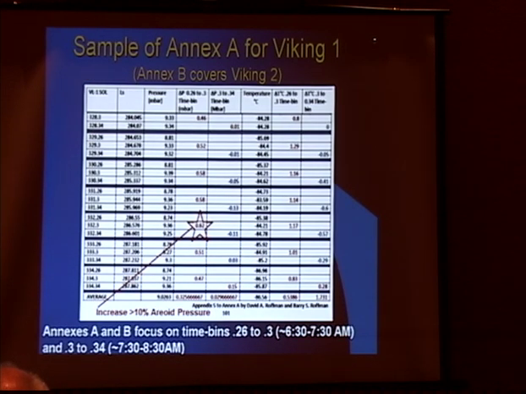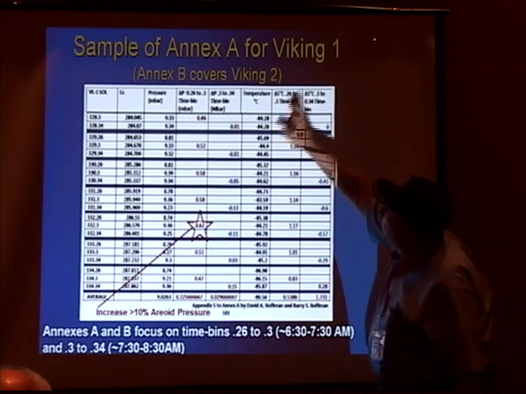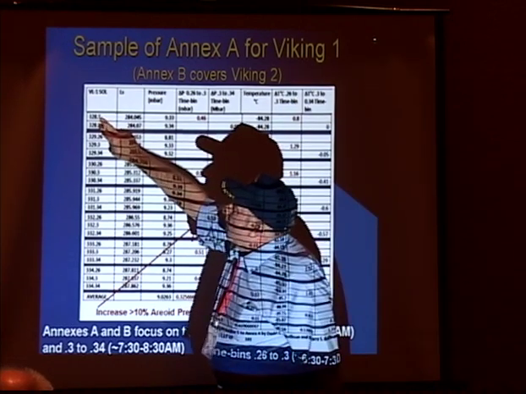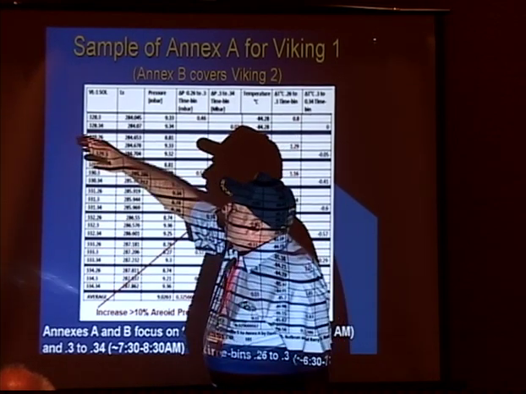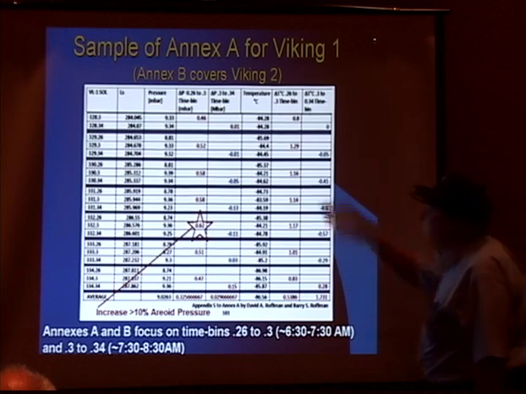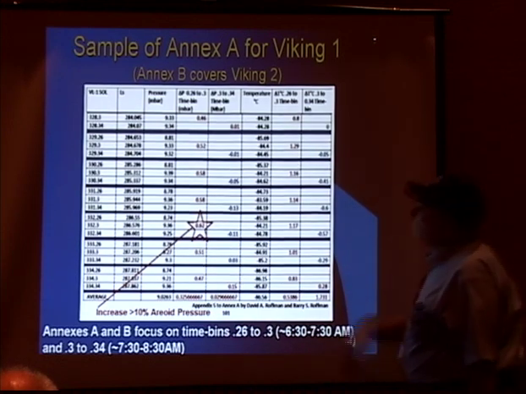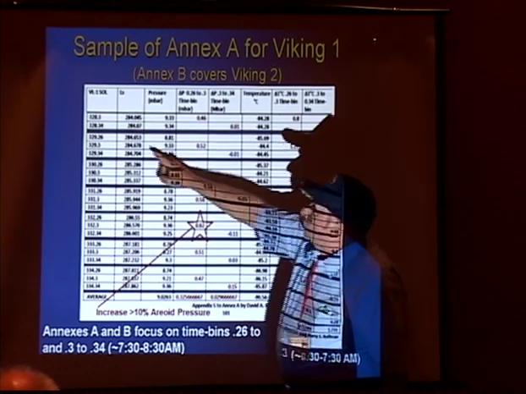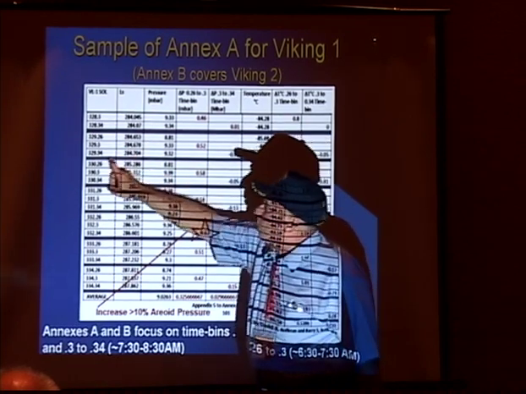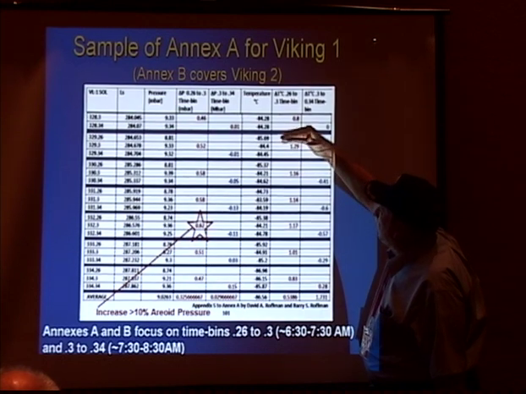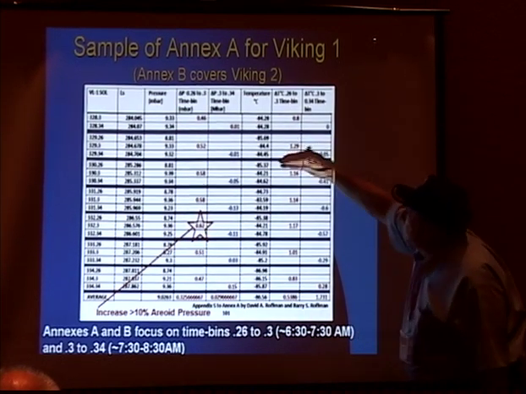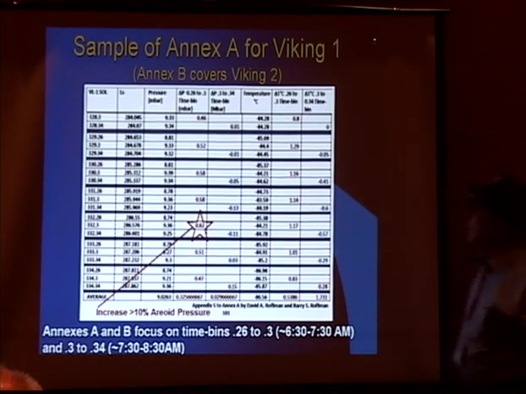So this is what our Annex 1 and Annex 2 look like. We took the data and we said, okay, what we're going to extract here, Viking 1 for Annex A, here's sol 328, here's 329, 330, 331, 332, 333. And in between each one, I put a blue line. And so basically, we start looking. These are only for the 0.26, the 0.3, the 0.34 time units. So basically, 5:30, 6:30, 7:30, 8:30 in the morning, 6:30, 7:30, 8:30, like that, all the way down.